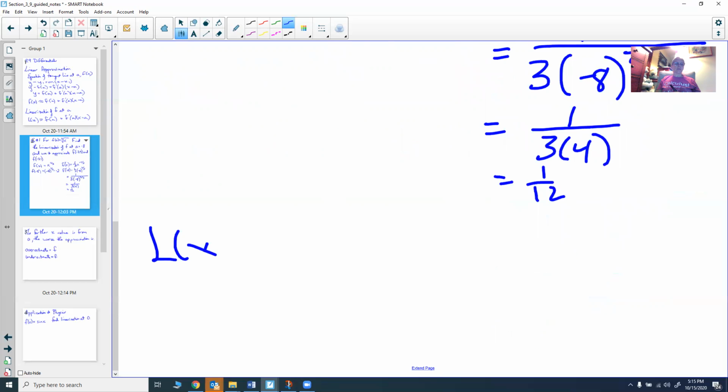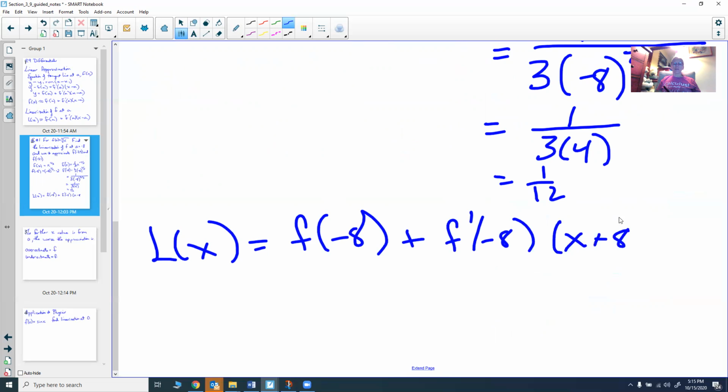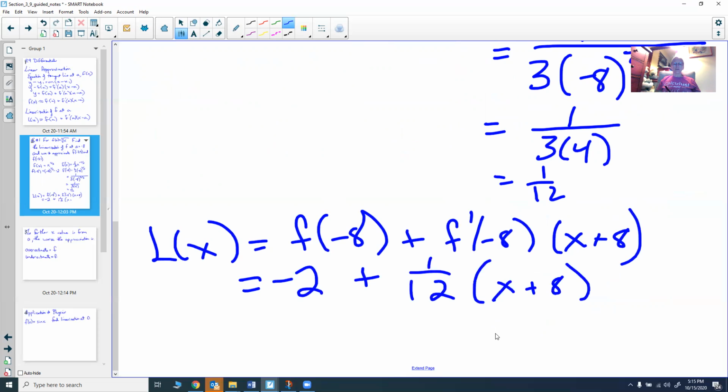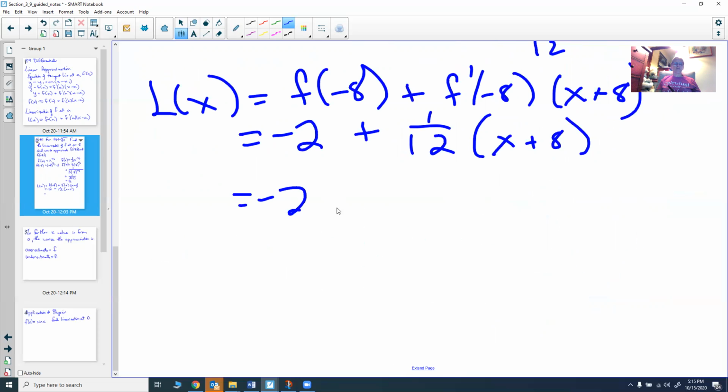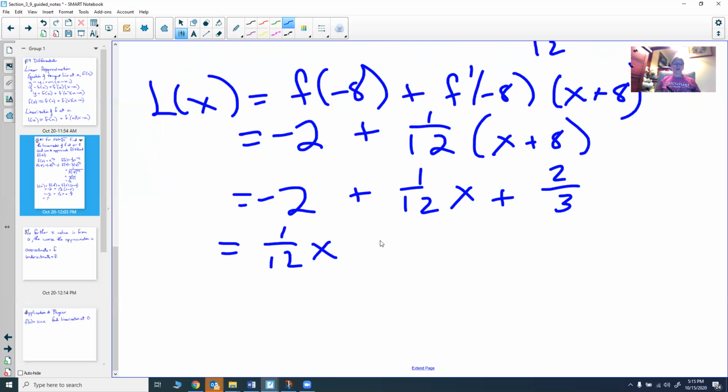Now we can do the linearization. The linearization will be f of negative 8 plus f prime of negative 8 times x minus a, which is negative 8. So f of negative 8 was negative 2. f prime of negative 8 we just found to be 1/12. And then we have x plus 8. So that's negative 2 plus 1/12 x plus 8/12, which would be 2/3. So negative 2 is negative 6/3 plus 2/3 is negative 4/3. So we have 1/12 x minus 4/3.